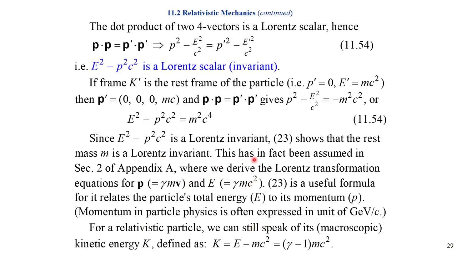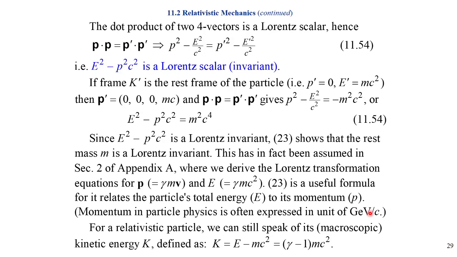This has in fact been assumed in section 2 of Appendix A, where we define the Lorentz transformation equations for P and E, and equation 23 is a useful formula for relativistic particles, total energy E and momentum P. Momentum in particle physics is often expressed as GeV over c. GeV is the energy, over c.